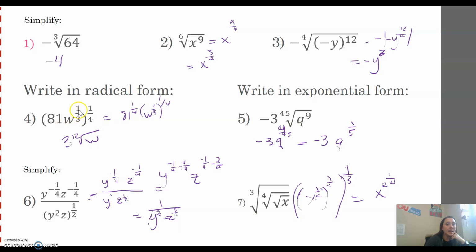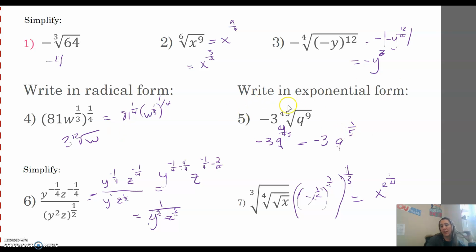This one, the 1/3 only belongs to the w, and the 1/4 belongs to the 81. So we have 81 to the 1/4, and w to the 1/3 to the 1/4, which gives us the 4th root of 81. The 4th root of 81 is 3, so that's going to go on the outside. And then we have a power to a power, which means we multiply. So we get 1 times 1 is 1, 3 times 4 is 12, which is w to the 1/12, which when we rewrite it in radical form is the 12th root of w.